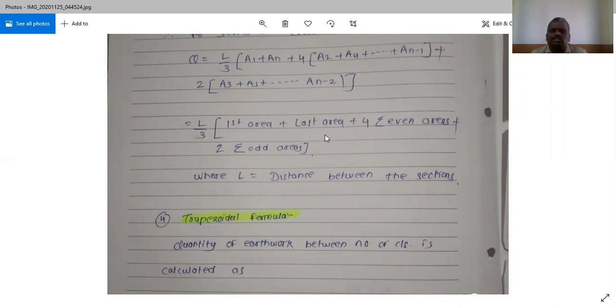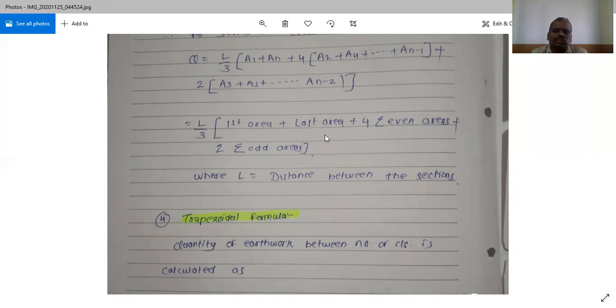Where L is the distance between the sections, that is 0 to 20, 20 to 40, 40 to 60. At that time the length will be 20, and if the tonnage interval is 0 to 30, 30 to 60 and 60 to 90, at that time the length will be 30 meter respectively.